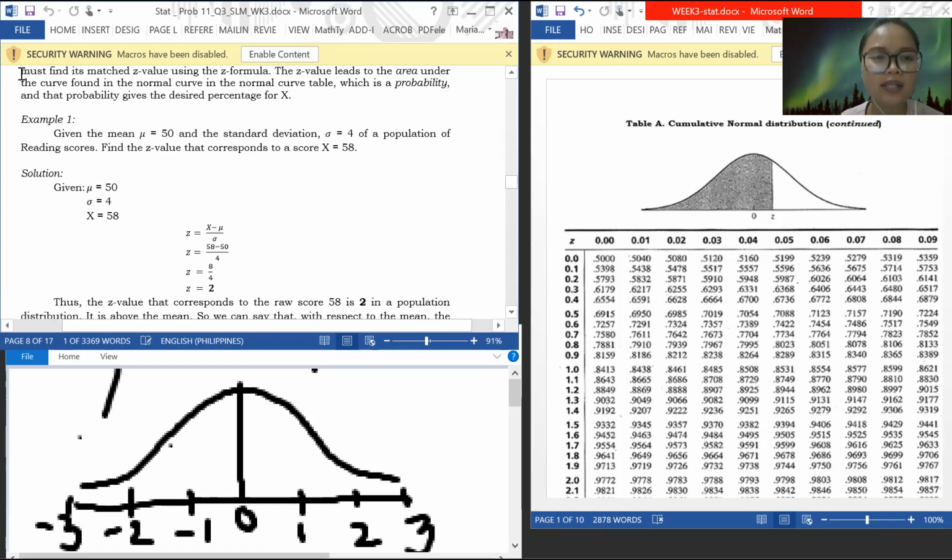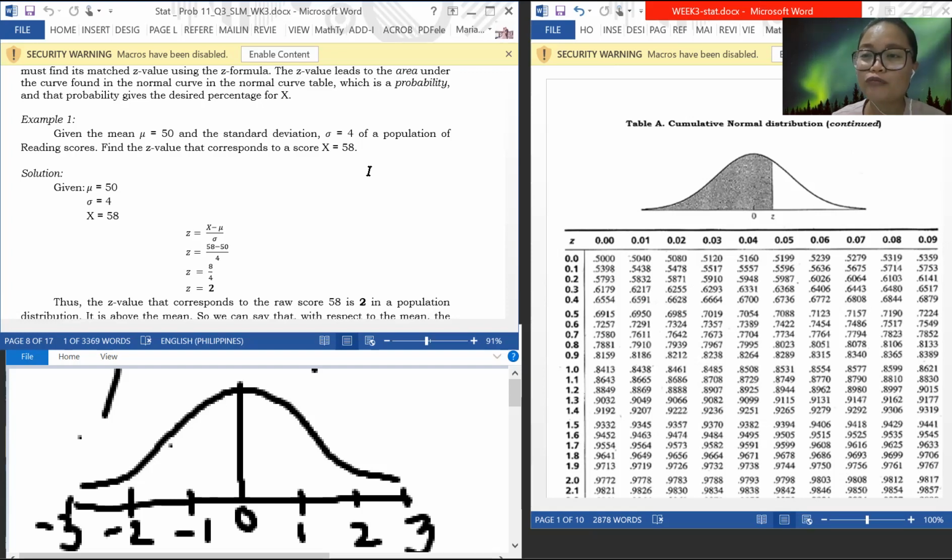So for example, given that the mean, population mean ang symbol ha is 50 and the population standard deviation is 4 of a population of reading scores, find the z-value that corresponds to the score x is equal to 58. So atong i-convert siya into z-score because in reality, ang score na to 1 to 100. Pero sa normal curve manggod, z-scores ang gamit.